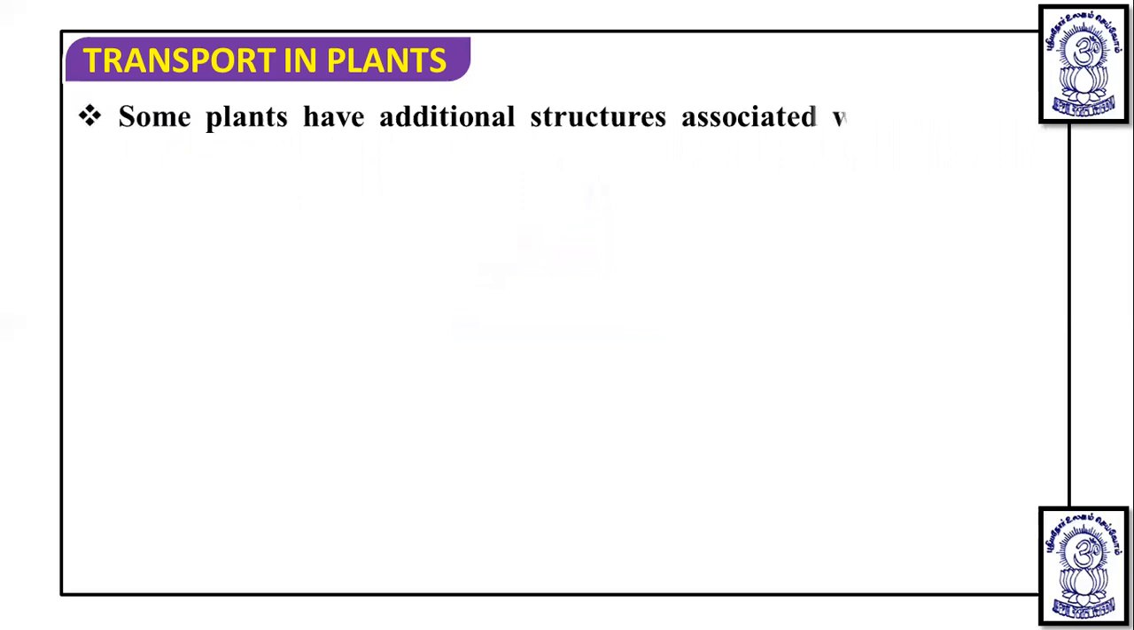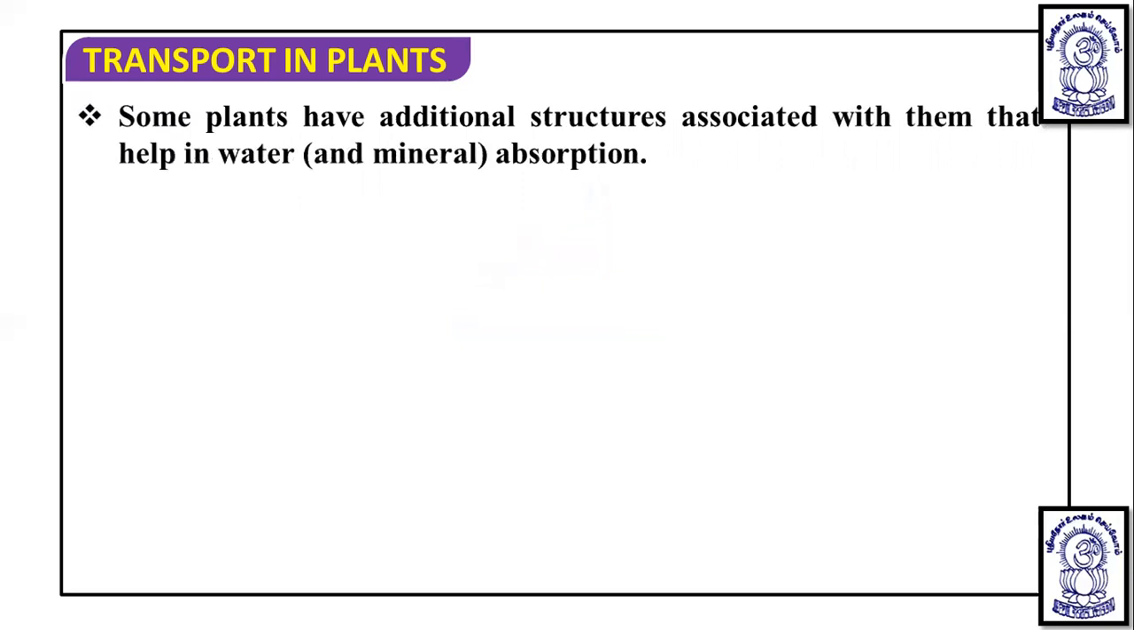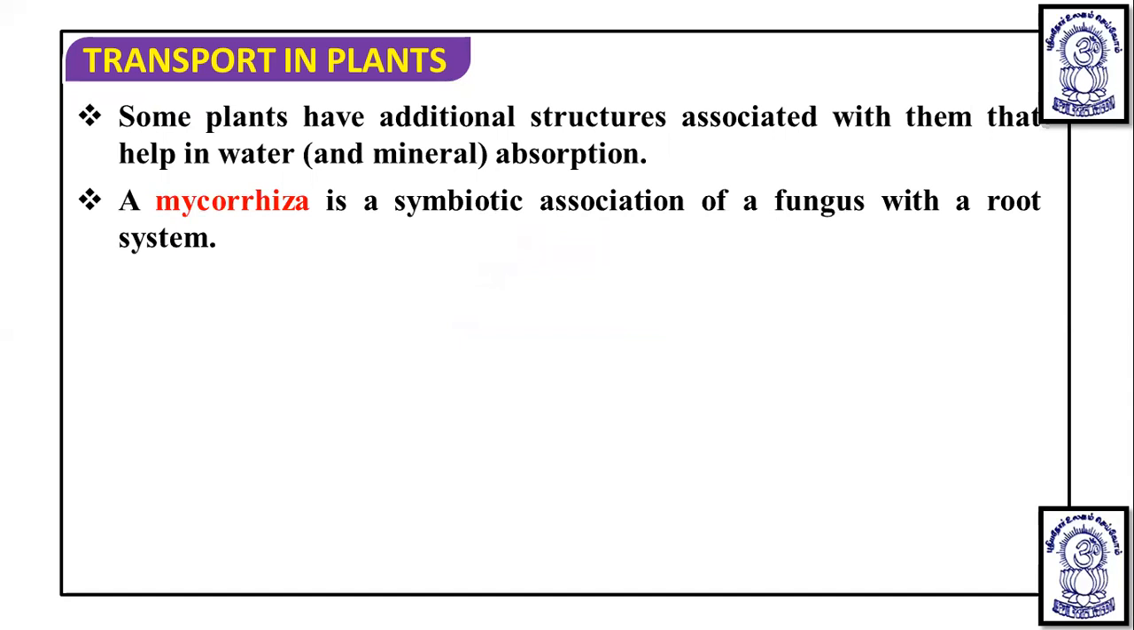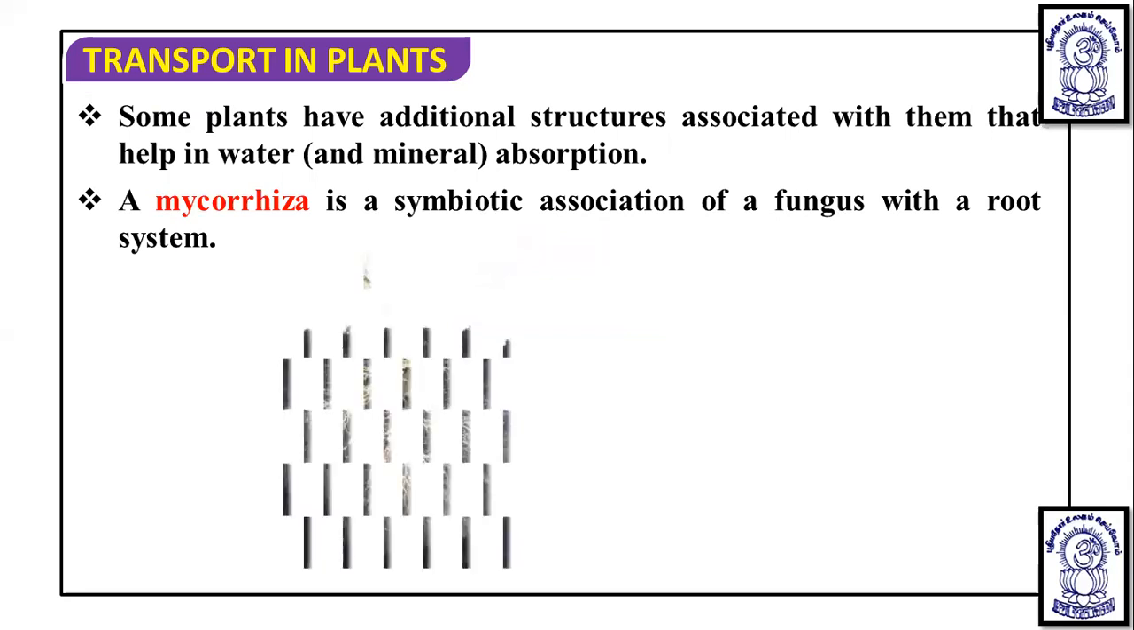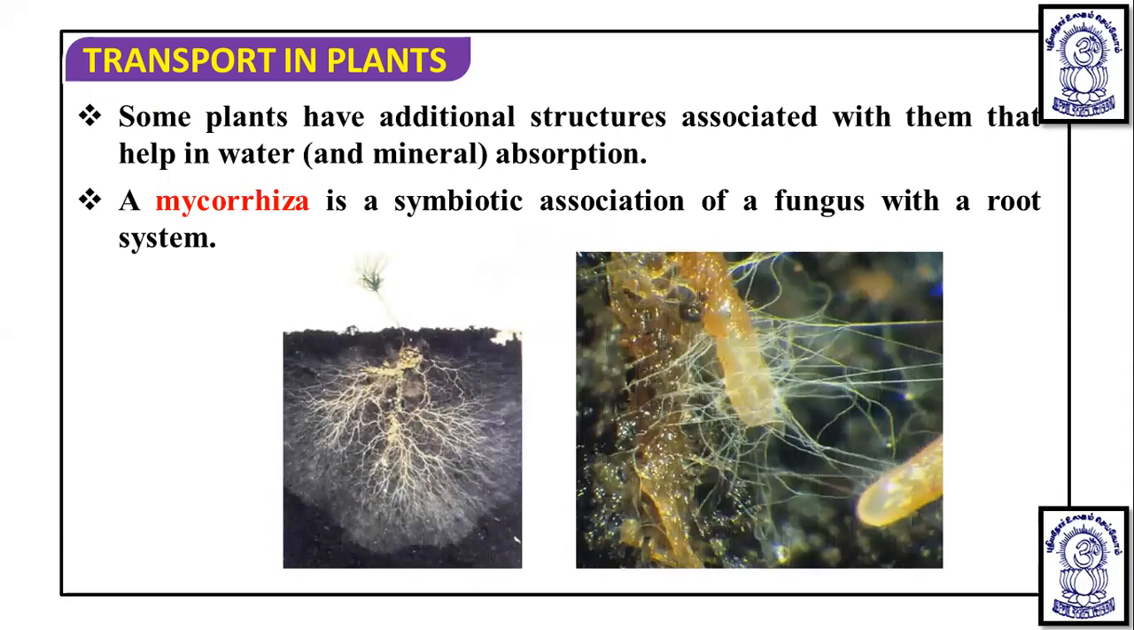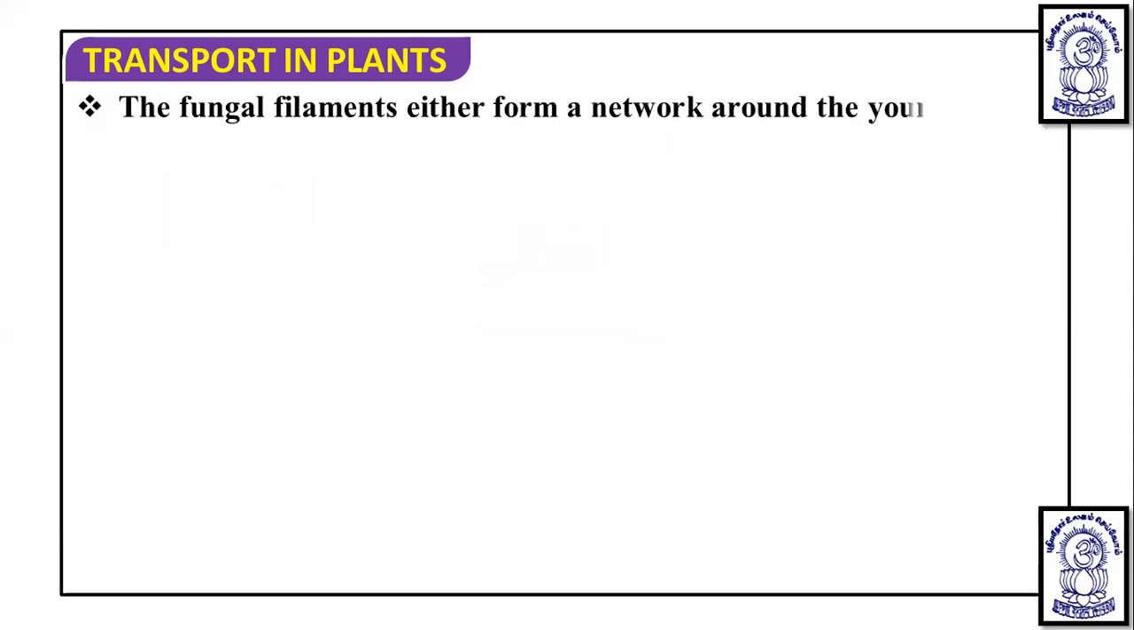Some plants have an additional structure associated with them that helps in water absorption and mineral absorption, and that is mycorrhizal association. And we know that mycorrhiza is a symbiotic association of fungus with the roots of higher plants, that is gymnosperm and angiosperm. When a fungus is associated like this, it increases the surface area of absorption. And due to the increase in surface area, the minerals and water are provided to the plant, specifically minerals which are not easily available.